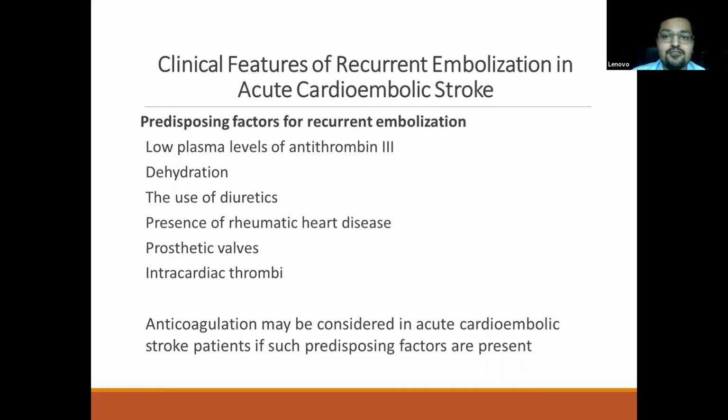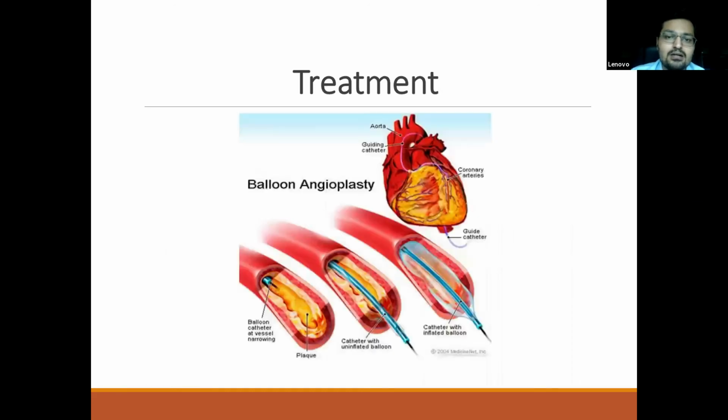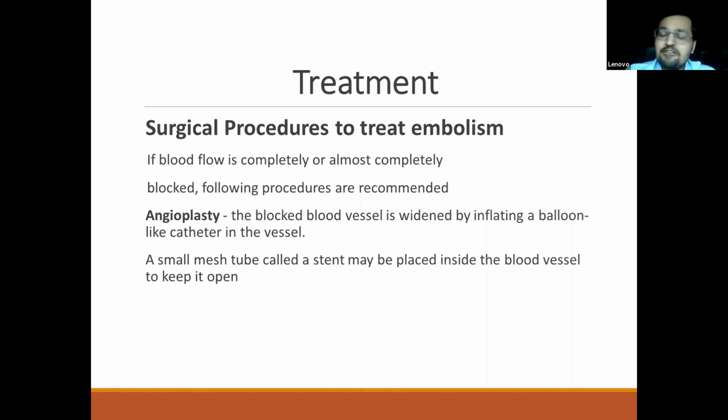Clinical features of recurrent embolization in cardioembolic strokes. Predisposing factors are usually low plasma levels of antithrombin 3, dehydration, overusage of diuretics, presence of rheumatic heart disease and prosthetic valves, or intracardiac thrombi. If I have to cover all the subsets given, it's a separate session by itself, and I won't be able to cover all of it.